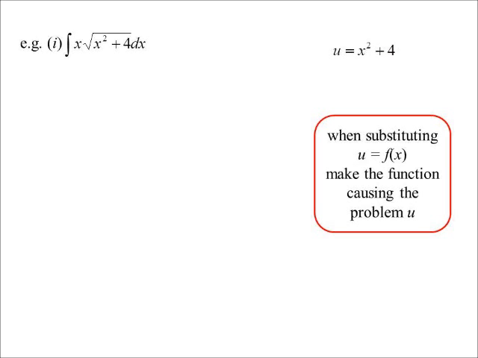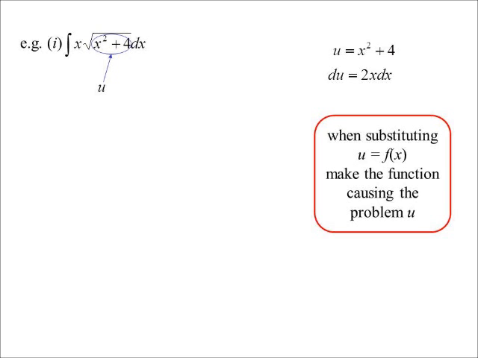If they don't give me the substitution, then basic idea is this. When substituting u equals function x, the function that's causing the problem, I'll try and make that u. That's the first idea I'll go for. It's x squared plus 4 that is causing the problem, because that's the thing that would be to the power of a half. How do I deal with this x squared plus 4 to the power of a half when I'm integrating? That's what's causing the problem. So if I make u equal x squared plus 4, then we differentiate. So there we go, u.